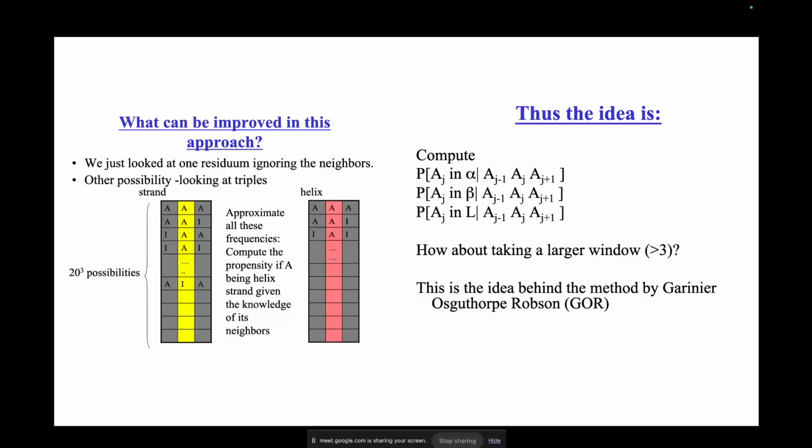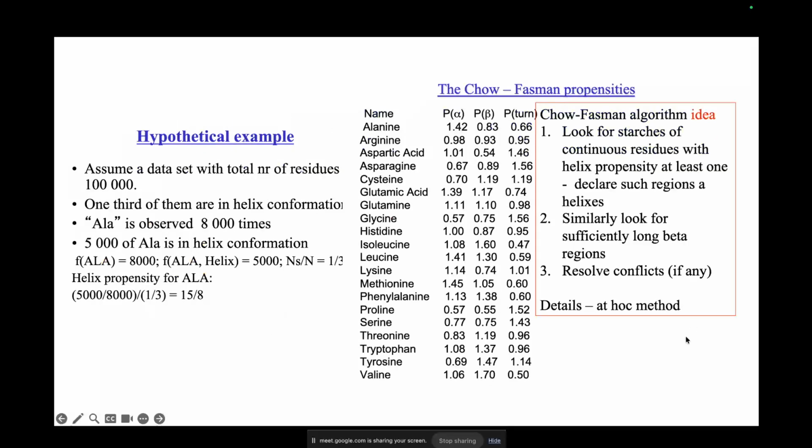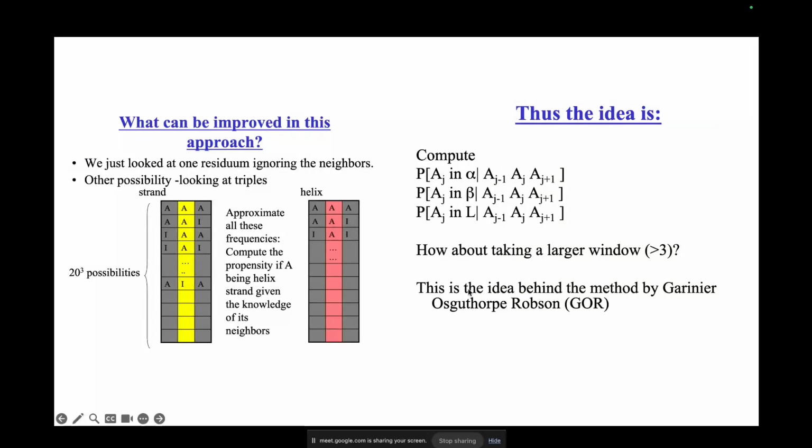Now, in the Chou-Fasman algorithm we are looking at one particular residue at a time, but the idea is that one particular amino acid is not solely responsible. It is a set of amino acids in a sequence that is responsible for it being in a particular secondary structure. So you can look at triplets. With 20 amino acids, all the possible combinations would be 20 to the power 3 possibilities. You approximate all of these frequencies, and you compute the propensity of A being in a helix strand given the knowledge of its neighbors.